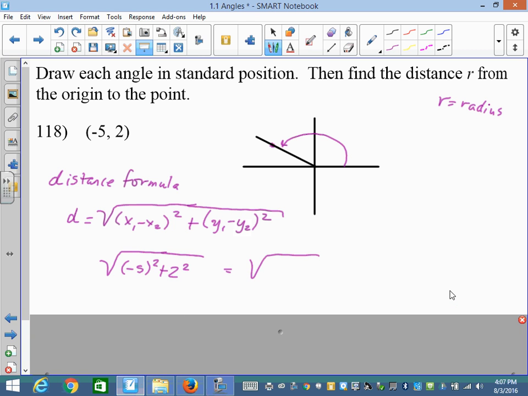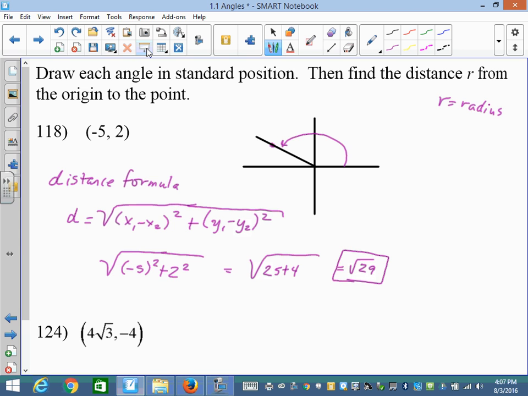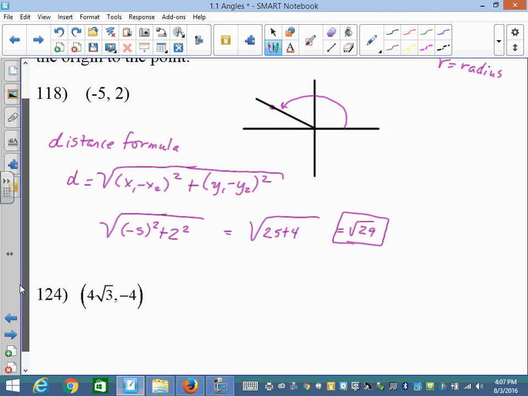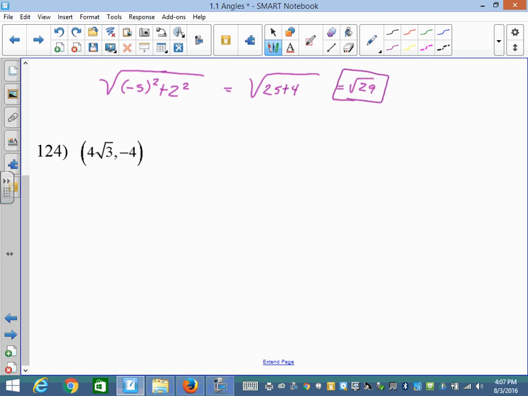Okay, so we get 5 squared is 25 plus 4. So our answer here would be the square root of 29. You do not have to go into a calculator. No, you don't have to do that. Okay, so now I know you guys are going, what? I threw a radical on you? Yes, I did. But you should be okay with it still.